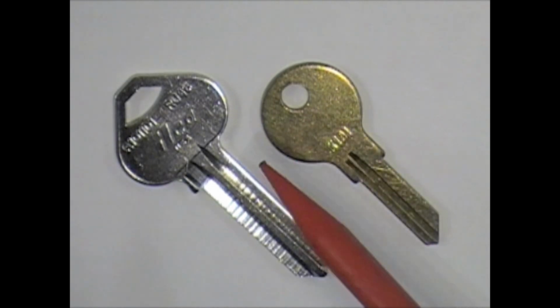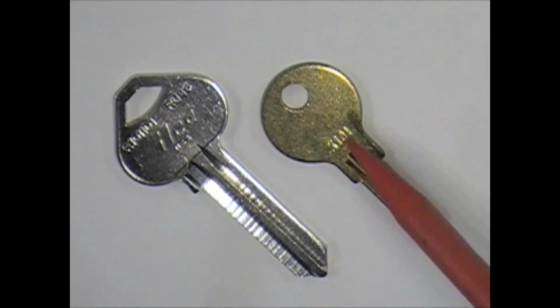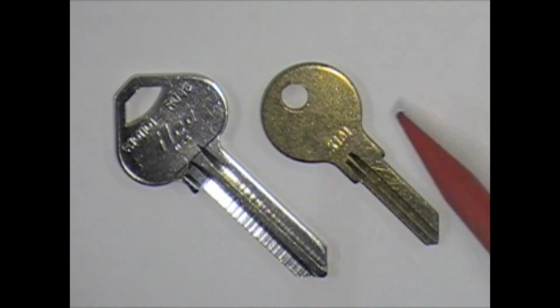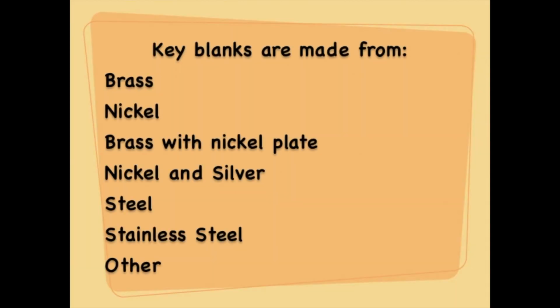Cheaper keys are made by different types of materials, but the most common key blank used by most locksmiths is either the brass key or the brass nickel plated key. Most key blanks are made out of brass. They may be made out of nickel. They may be brass with nickel plating, which is quite common. They could be nickel silver keys. They could be steel. They could be stainless steel today. And then there are other materials that are used also to make keys. Usually for less expensive keys, they use less expensive materials.